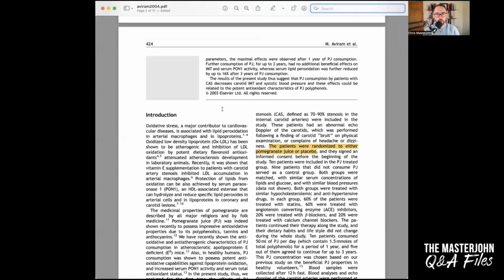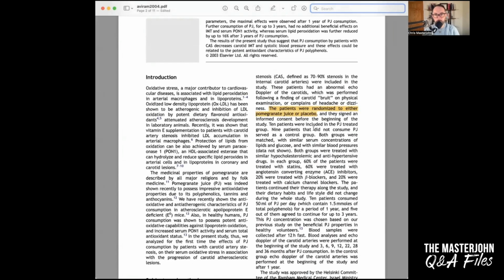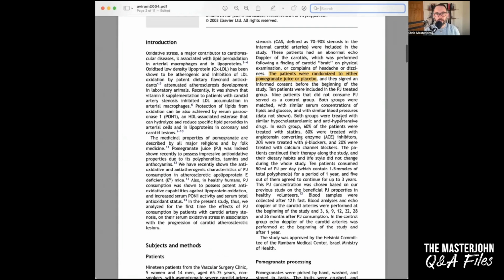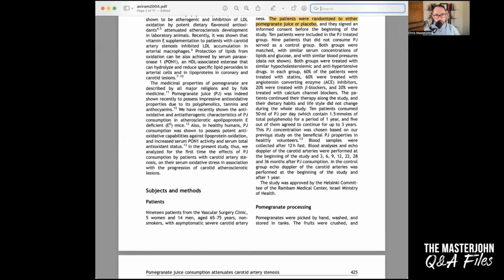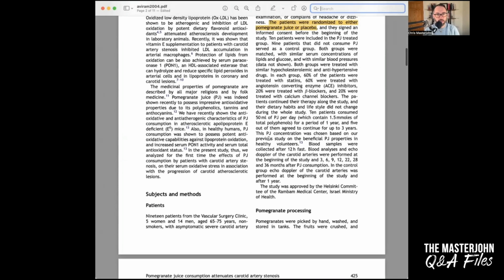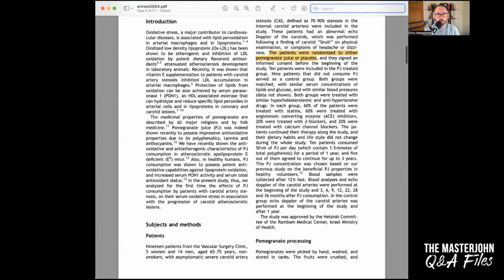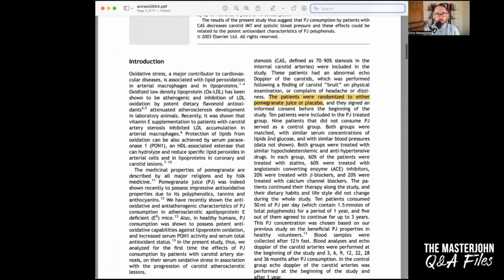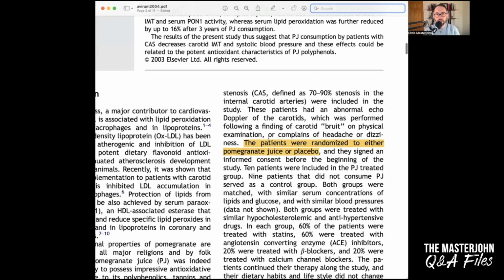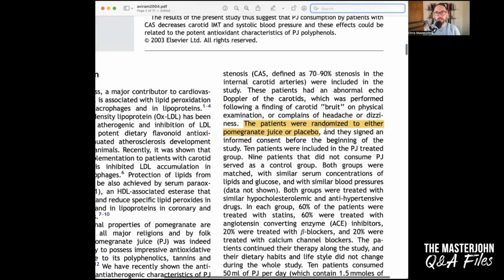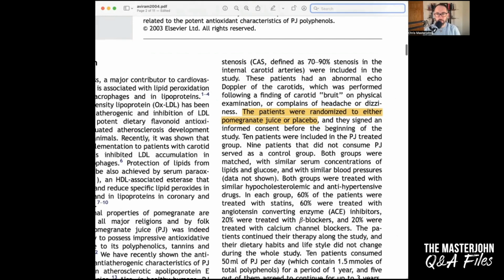All right, so they randomized people to either their patient. Well, they started with 19 patients from their vascular surgery clinic, 5 women and 14 men, aged 65 to 75 years, non-smokers with asymptomatic severe carotid artery stenosis, defined as 70 to 90% stenosis in the internal carotid arteries. And they randomized the patients to either pomegranate juice or placebo.